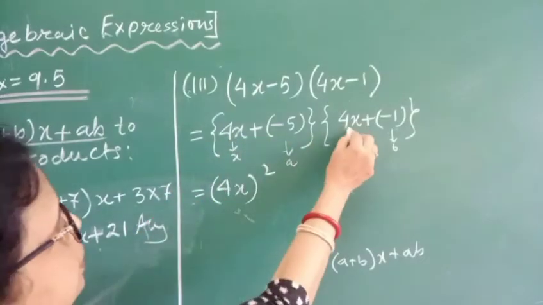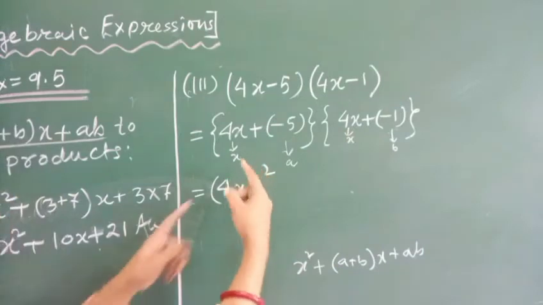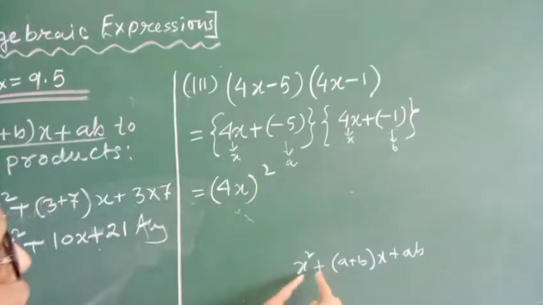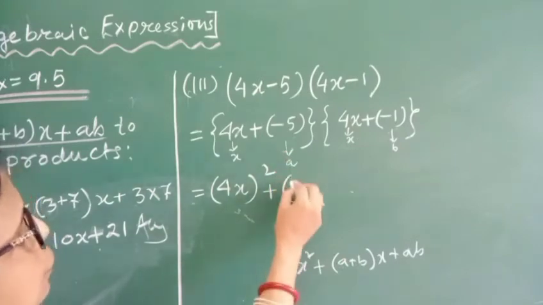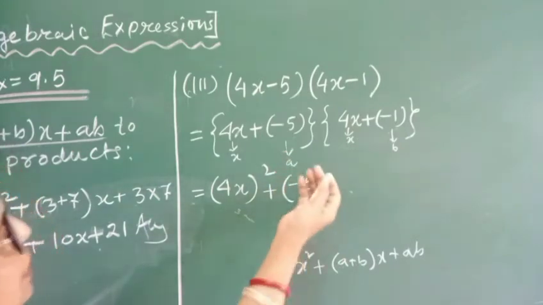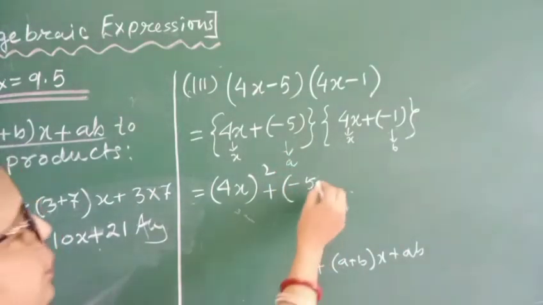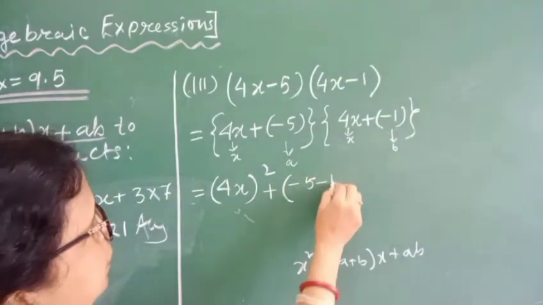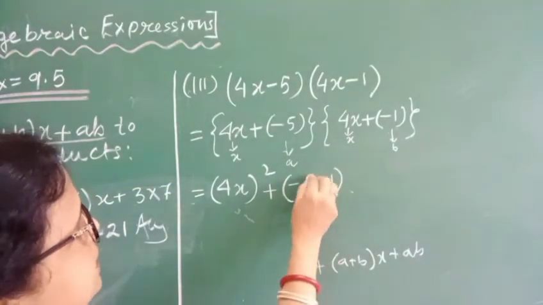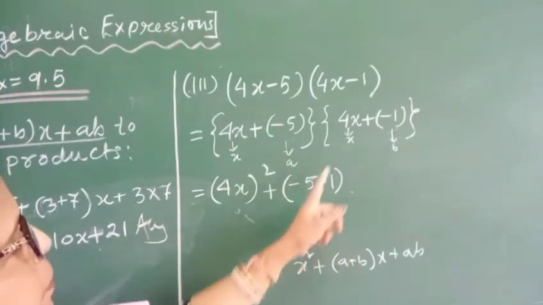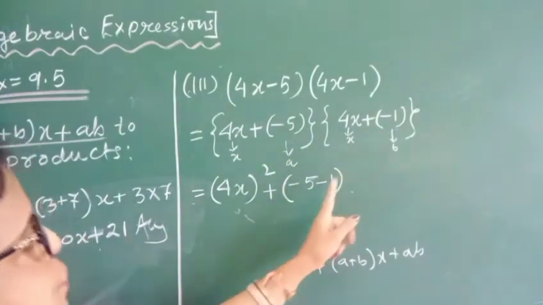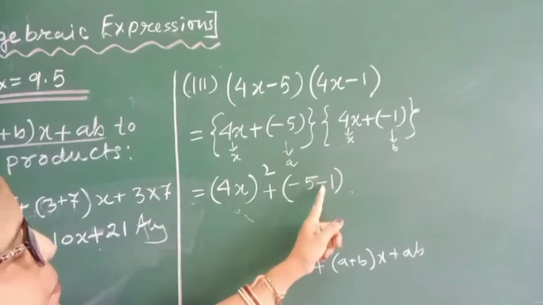We are considering this one as x, so 4x is our x here. So x square plus a plus b. Now what can I do? Our a is minus 5 and b is minus 1, so I will write a is minus 5 and b is minus 1, as it is minus a plus b plus minus 1. So plus minus minus, minus 5 and minus 1.